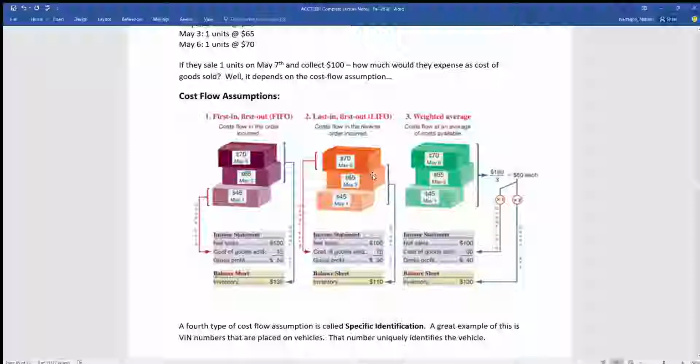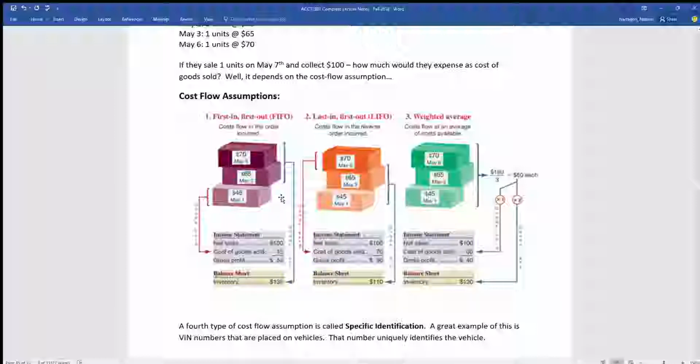Here, we take the last unit. The last unit we actually bought was May 6th, and that cost us $70. So with that, we take 100, and now our cost of goods sold is that $70. That means we made a profit of 30 bucks. And then, again, we add what's remaining, and our inventory is 110. Not too bad there. Again, with last in, first out, we take whatever we last bought. With first in, first out, we take whatever we first bought.